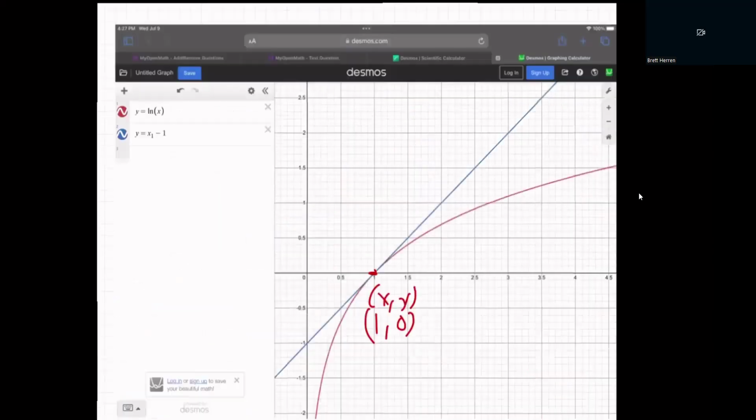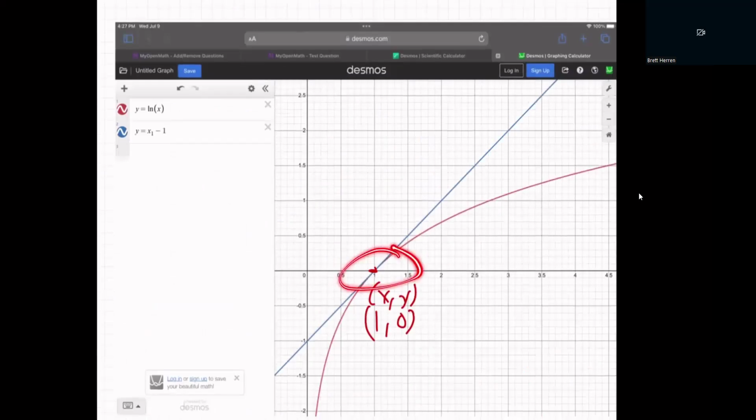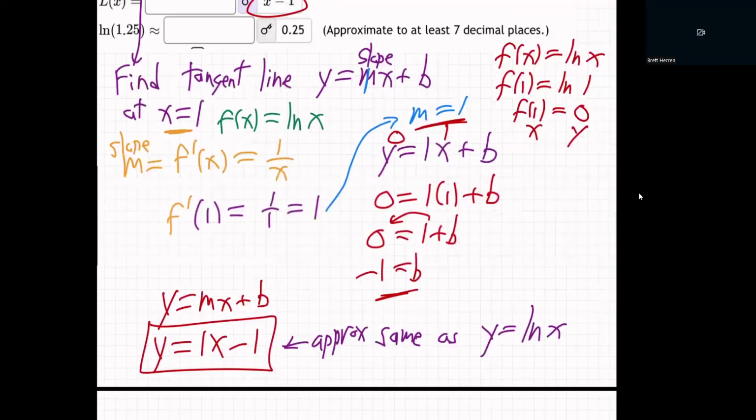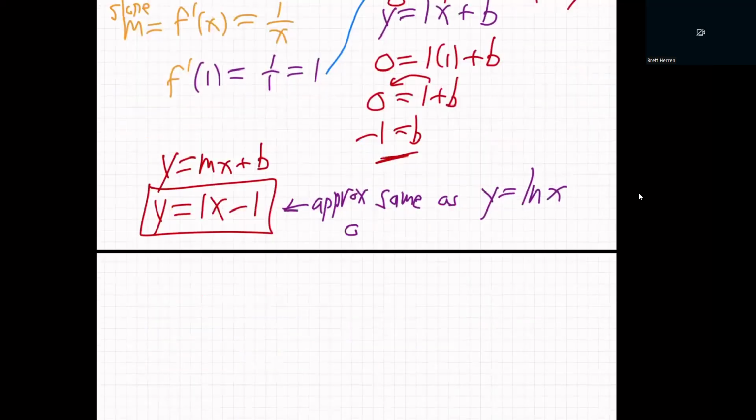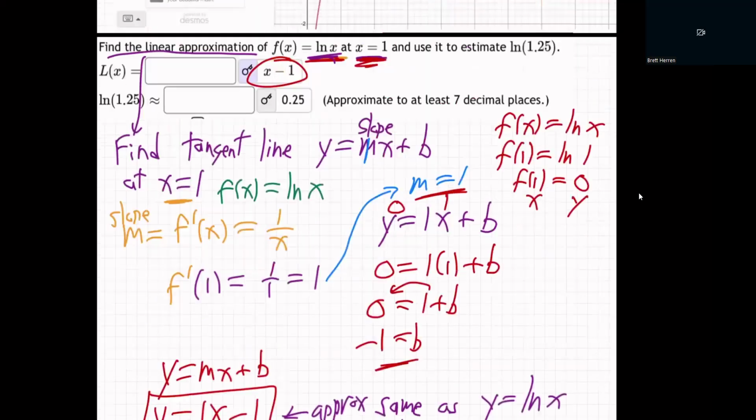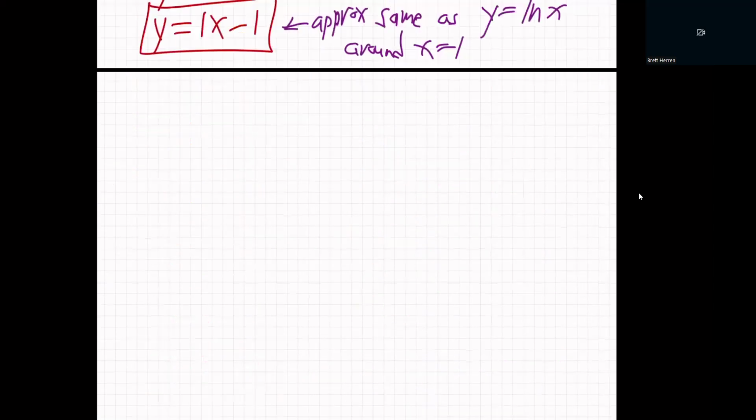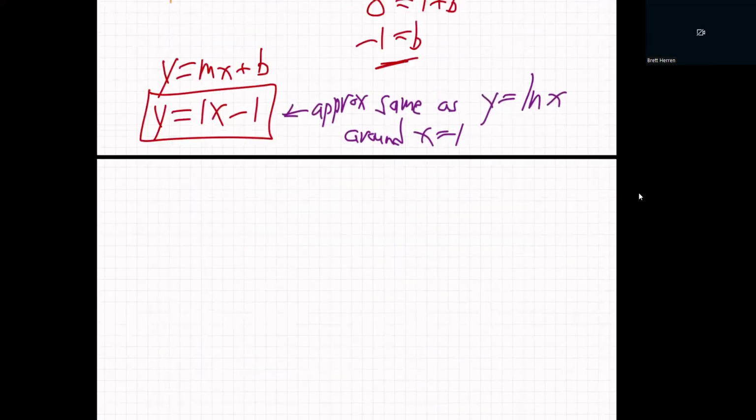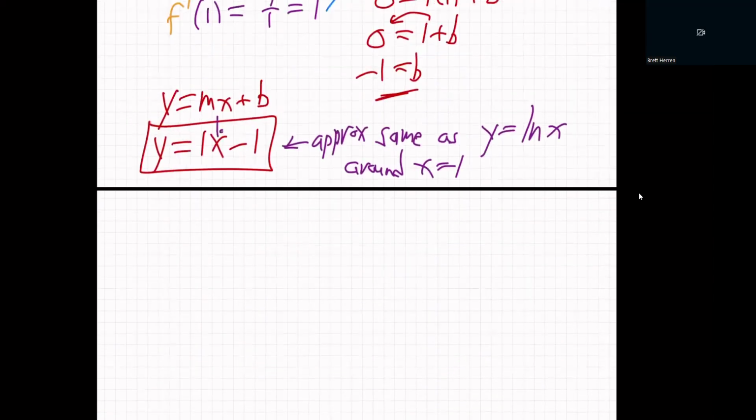Right? They're approximately the same. You can see they are, at least right around x is 1. The blue line, the red curve, they're about the same around x is 1. So they're really close to the same, approximately the same around x equals 1. So if you want to know natural log 1.25, that means you can just plug in 1.25 right there to this because it'll be close, right? You plug in 1.25 to the natural log function, you plug in 1.25 to this function, they're going to be very close to the same.